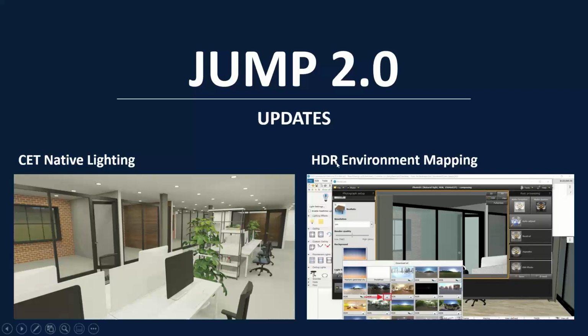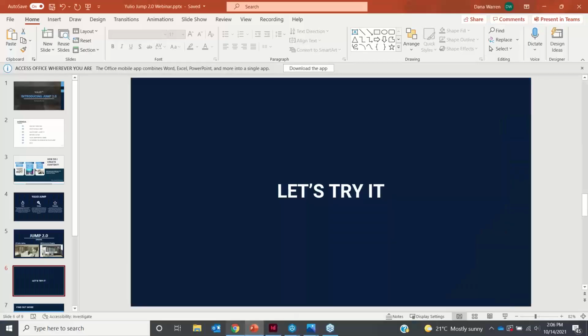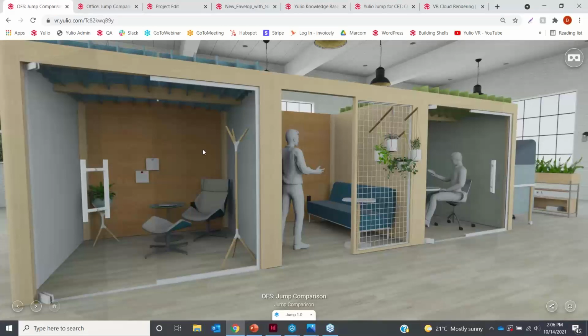Let me show you a couple examples now. I'll hop out of here. I want to show you a couple examples of the original Yulio Jump lighting model versus the new CET native lighting model in Yulio Jump. And don't forget, these are both Yulio Jump. It's just a new lighting model in the extension that's making this possible.